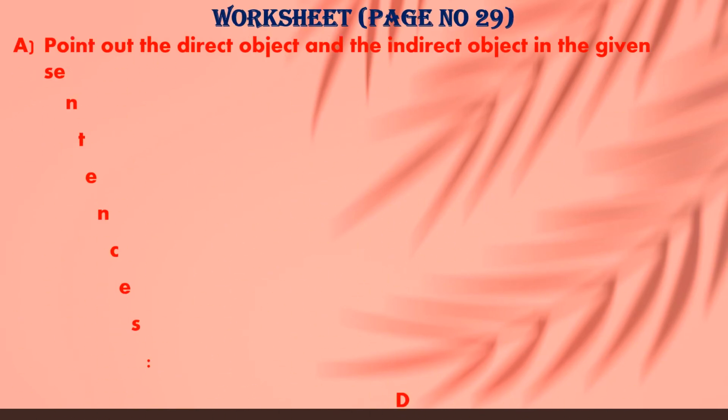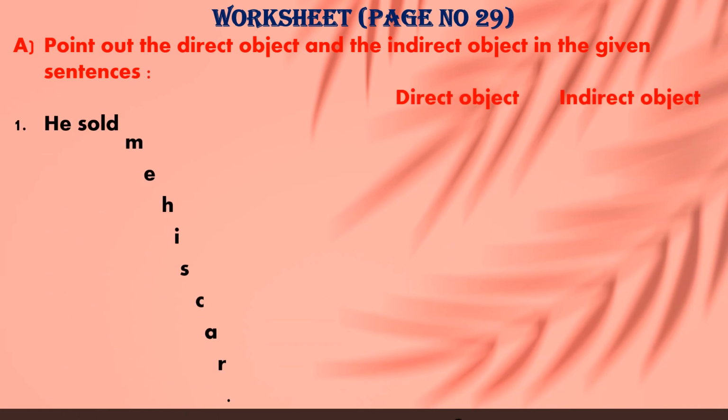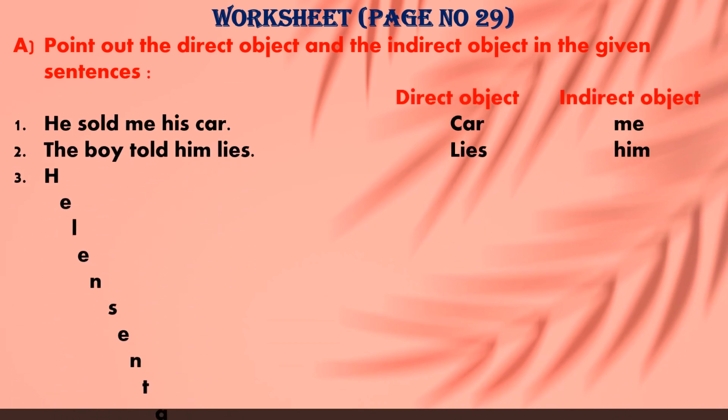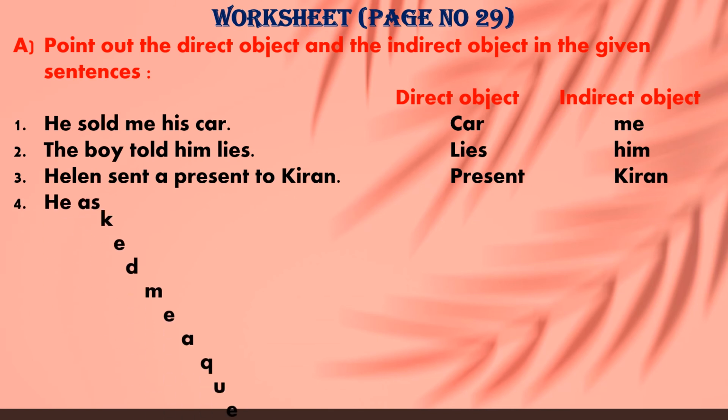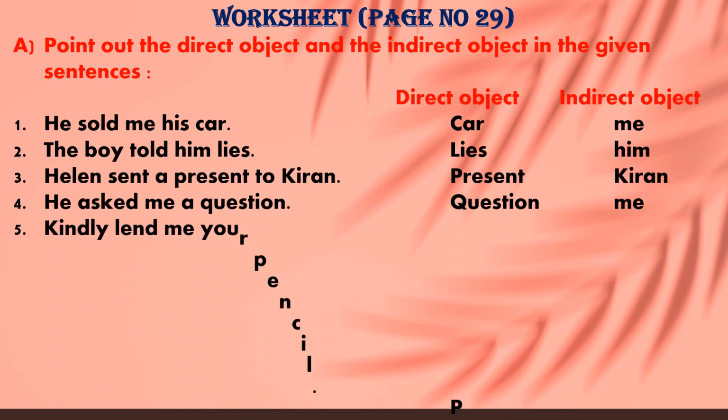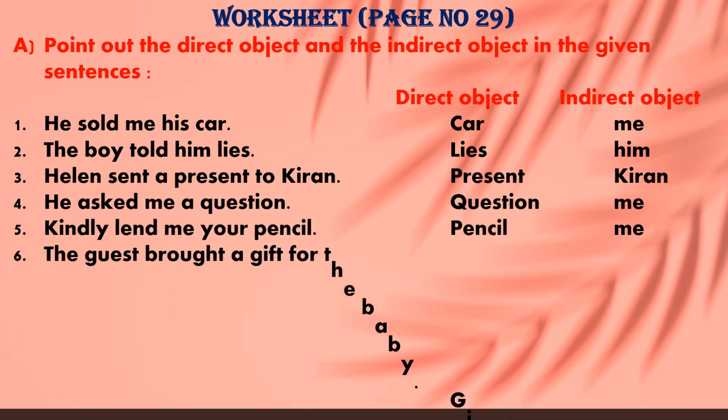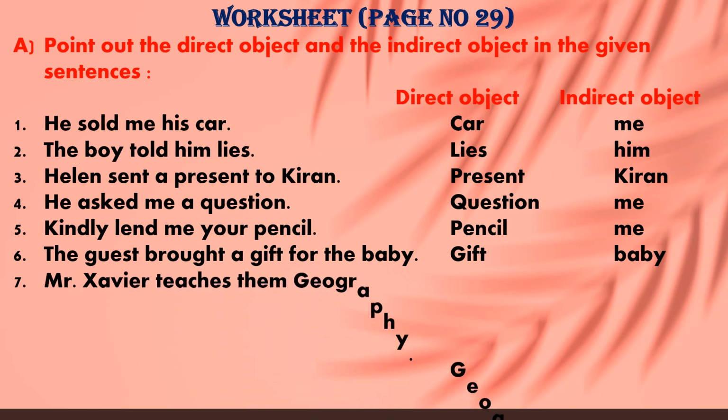Worksheet, children, on page number 29 in your grammar book. Kindly copy down. The first example I'll explain to you. He sold me his car. So he sold me what? The answer is car. So car is the direct object. He sold to whom? The answer is me. So me is the indirect object.